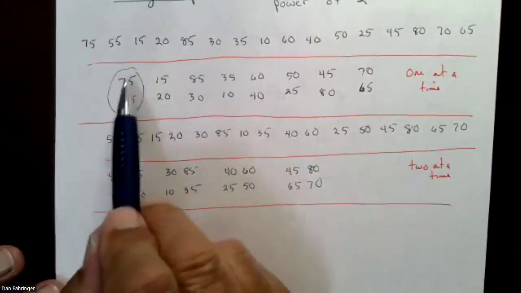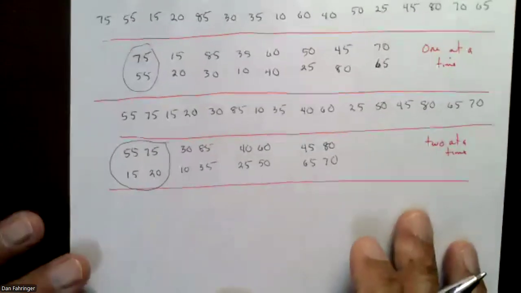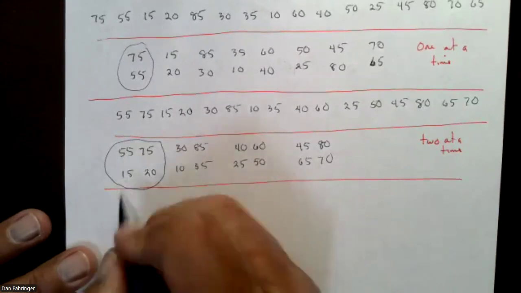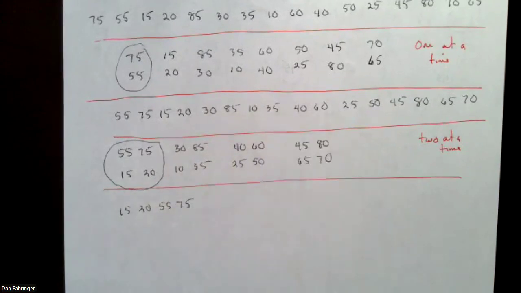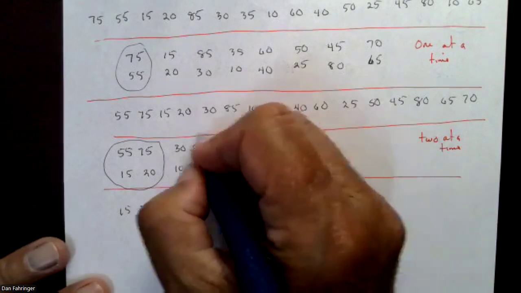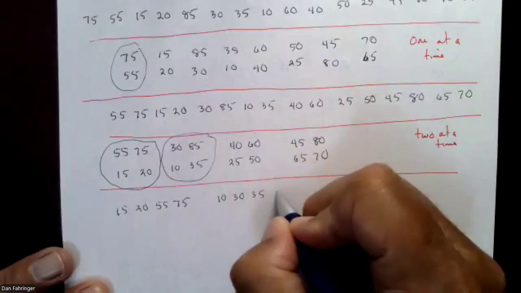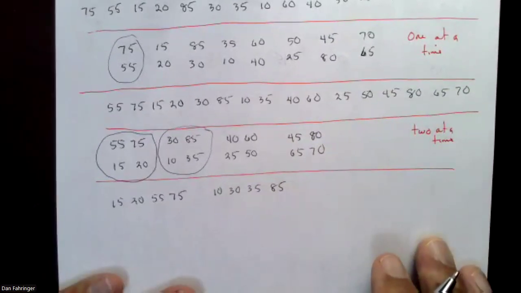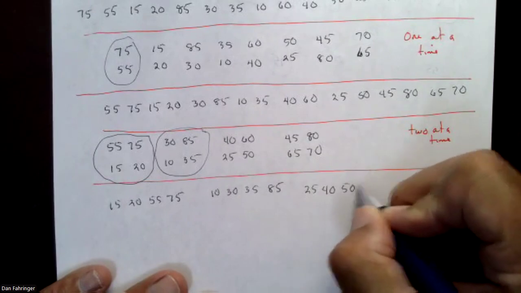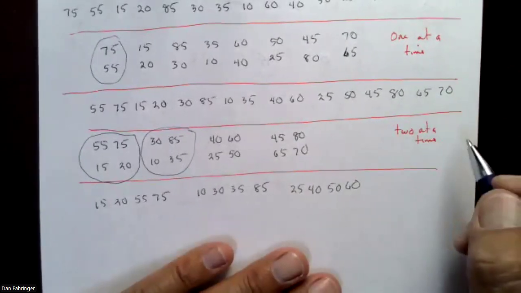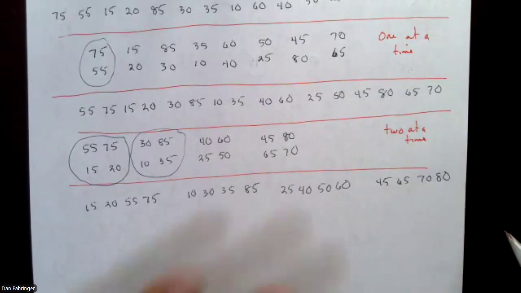Up here, I went one at a time and merged them. I'm now going to go two at a time and merge them. 15, 20, 55, 75. 10, 30, 35, 85. 25, 40, 50, 60. 45, 65, 70, and 80.